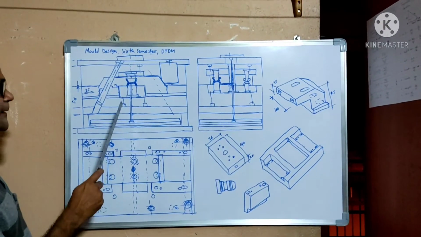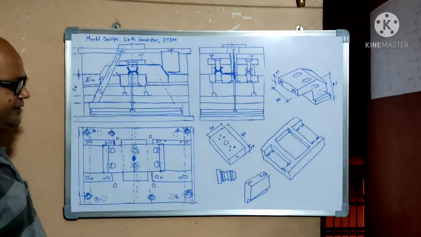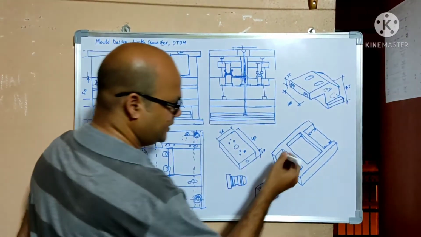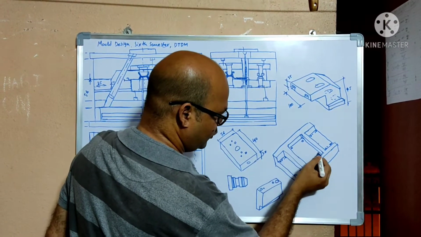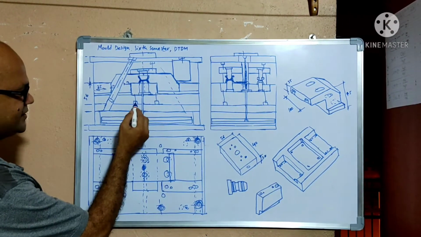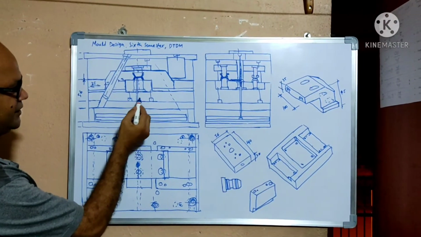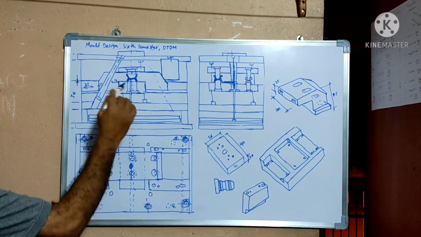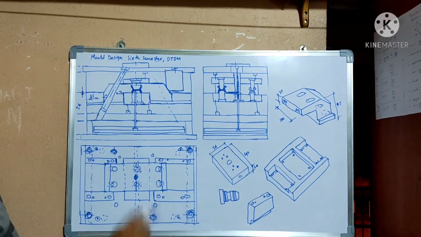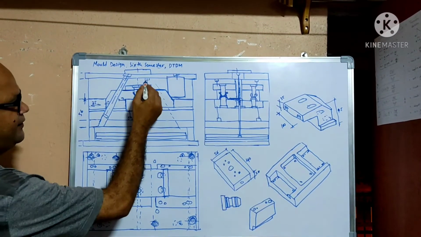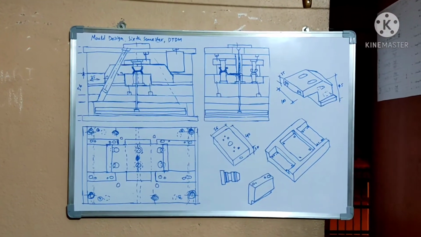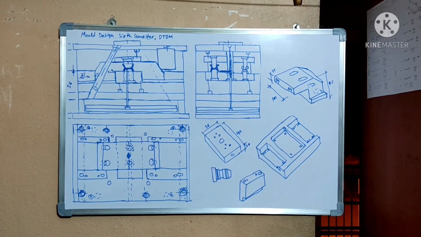And here the core insert is well secured in the core housing plate with the fasteners. I have shown it here with the fasteners, and similarly the inserts which are used in the cavity housing plate are also fastened by using Allen screws, M6 or M8 Allen screws.